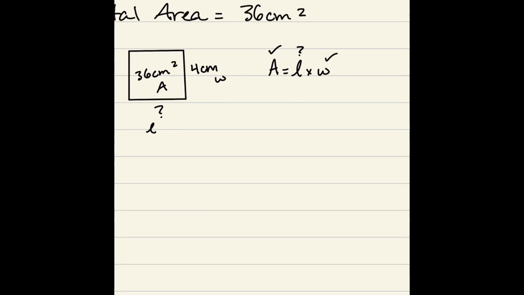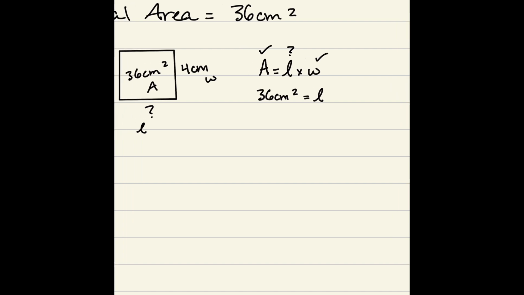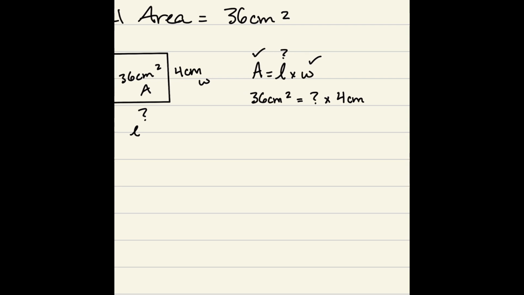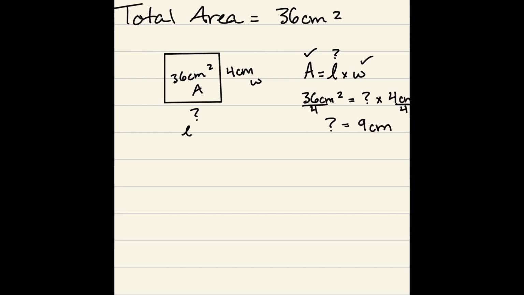So let's plug in what we already know. 36 centimeters squared is our area, which is equal to a question mark times 4. Well, what times 4 is 36? 9. Another way of doing that is 36 divided by 4, which is also 9. If it's nicer to look at it this way, then our question mark is equal to 9 centimeters.